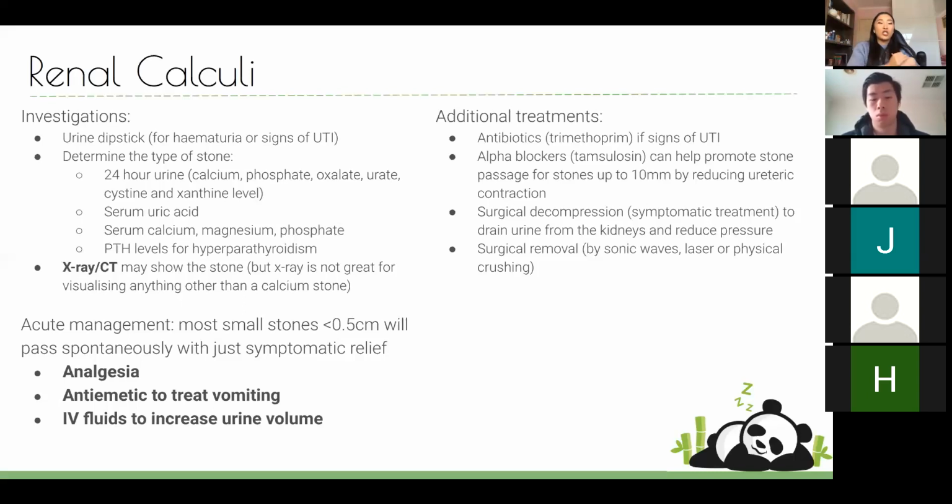You can also surgically remove the stone. It's called shockwave lithotripsy. So you shock it with sonic waves in the hopes of crushing the stone into smaller bits that can then pass spontaneously. You can also do it with a laser, sticking an endoscope up, not very pleasant, and lasering the stone. Or you can even do physical crushing if you're doing an open surgery, which obviously you're reserving for worst case scenarios. Most will resolve with the help of some fluid and maybe tamsulosin.